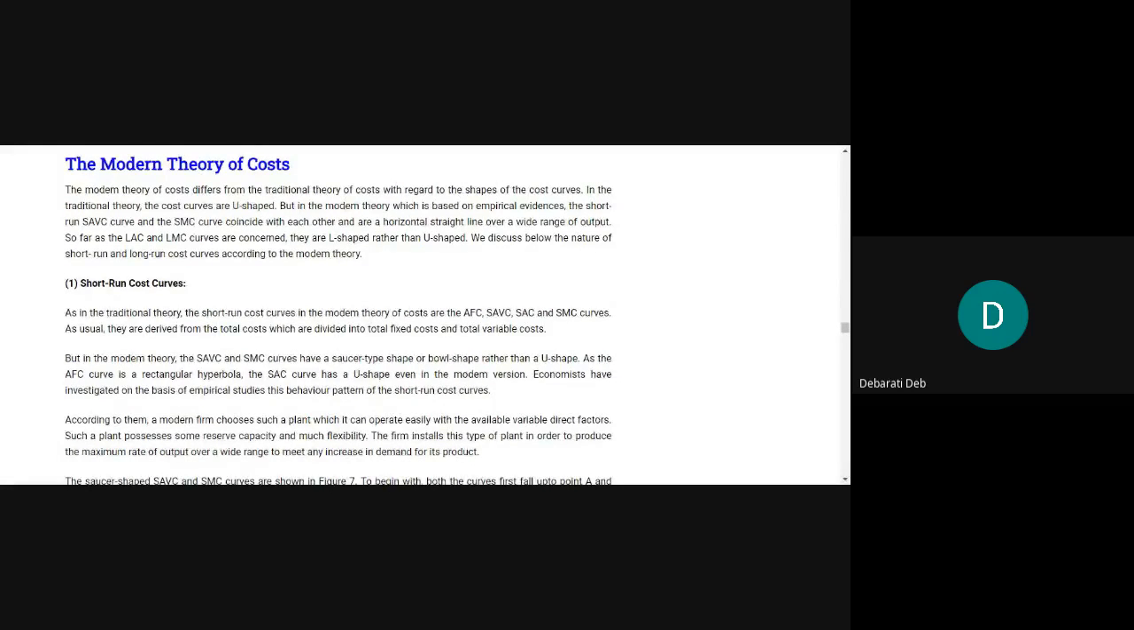In modern theory of cost also we will have to study the different short run cost curves and the long run cost curves. Okay, but there will be some difference in the slopes, in the descriptions of the curves, they will be different. So you have to practice a lot. What the modern theory of cost says and the traditional theory of cost says, you have to separately practice.